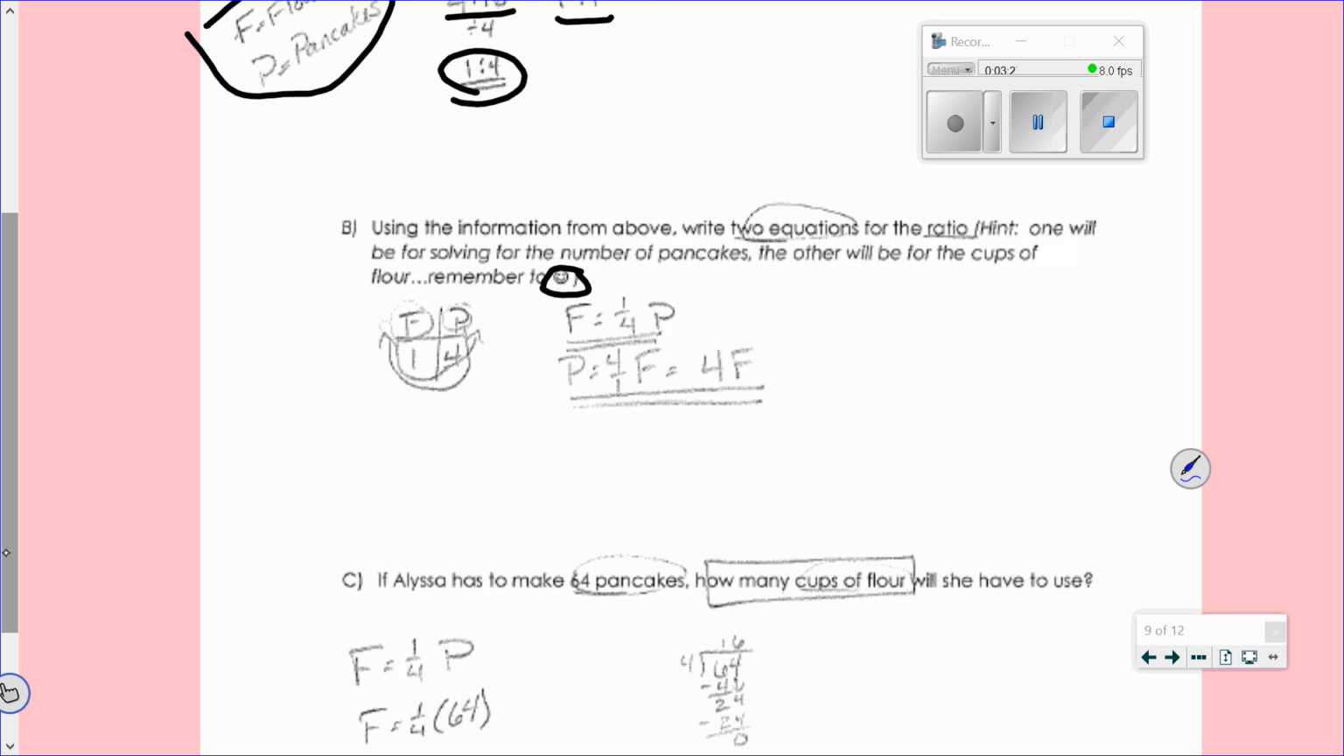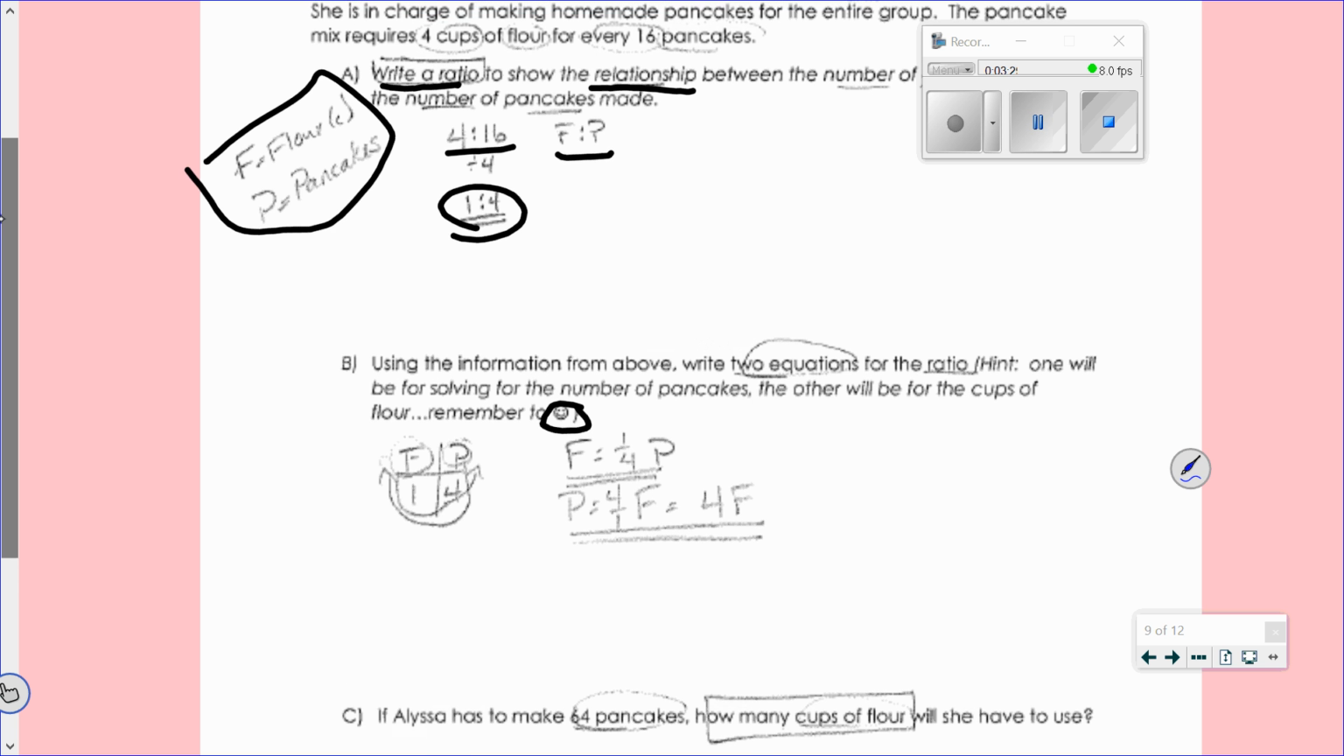Because we don't want to irritate Mr. Moore. That's not good. So when we simplify, or when we do our ratio, that's why I did this little table right here to make it easier for you. Do I have to do that? No. You could literally do it from here, because it's the same thing. Just understand that's flour to pancakes. Wherever I start, I'm just going to follow the other way.